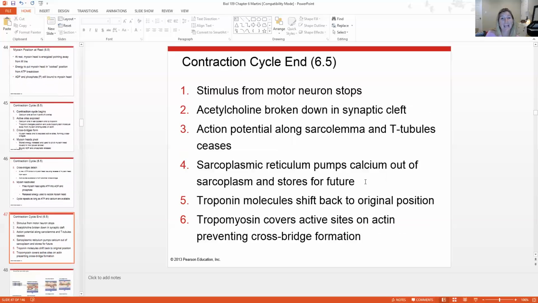So the end of the contraction cycle is when a stimulus from the motor neuron stops. Acetylcholine breaks down because of acetylcholinesterase. The action potential stops in the sarcolemma and the T-tubules. Sarcoplasmic reticulum gets all the calcium out of that zone of overlap area. The troponin molecules go back to blocking the tropomyosin, and the tropomyosin's covering the active site on the actin, and cross bridges can no longer form.